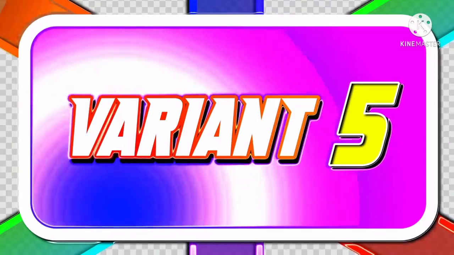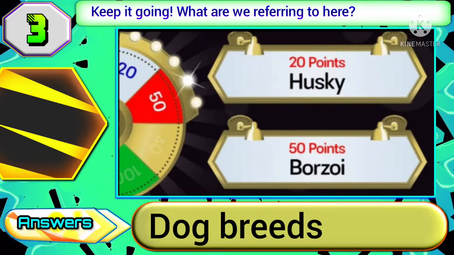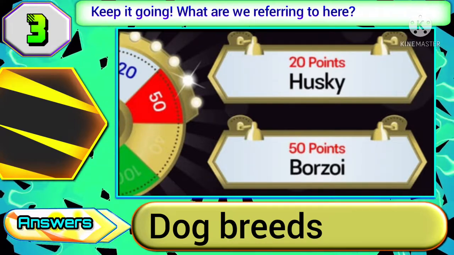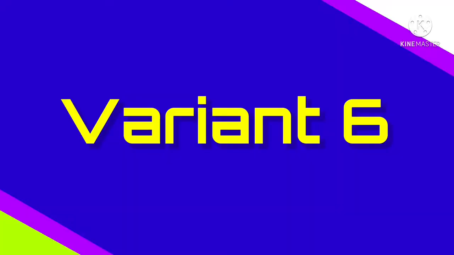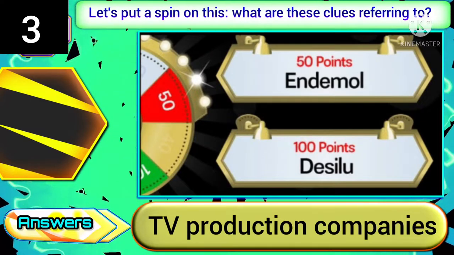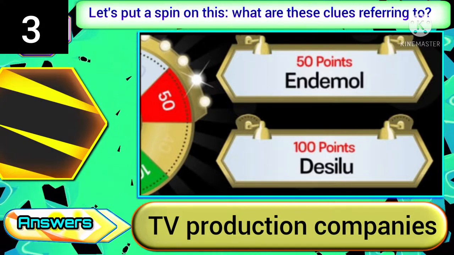Again in variant 5, if you get the words on the image as husky and borzoi, and if you get the question as what are we referring to here, then you need to select the option dog breeds. Finally in variant 6, if you get the words on the image as Endemol and Decillion, and if you get the question as what are these clues referring to, then you need to select the option TV production companies.